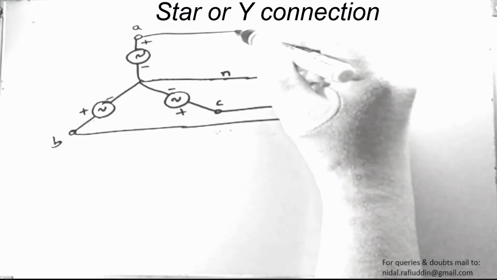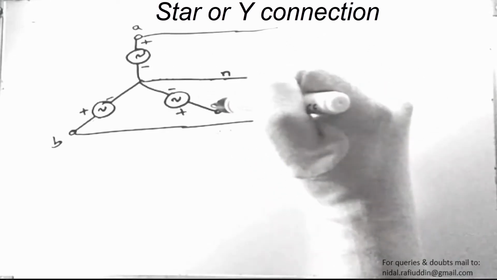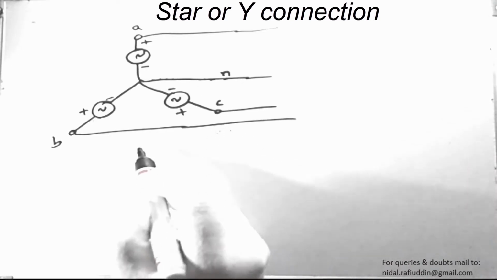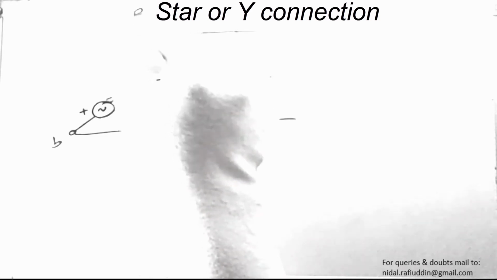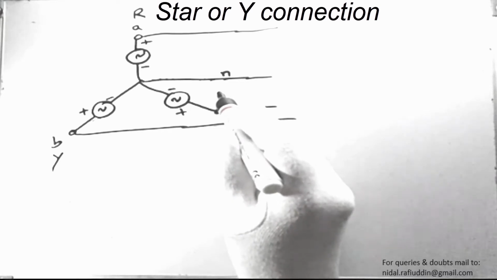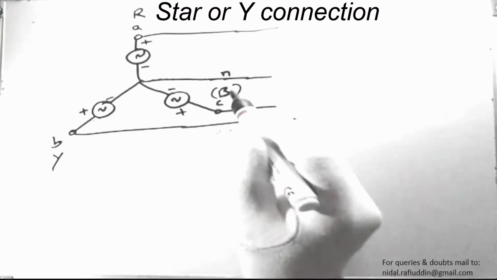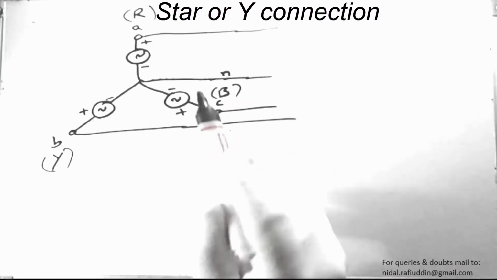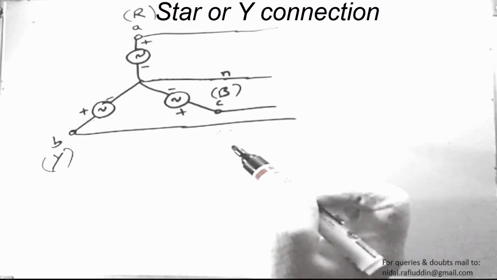So this is a star connected system. And now one thing more: we named the phases A, B, C, and they can also be represented in terms of R, Y, B. R, Y, B is the common nomenclature that you will observe in power systems, where R stands for red, Y stands for yellow, and B stands for blue. So in three-phase systems, we normally represent the phases by R, Y, B in industries.